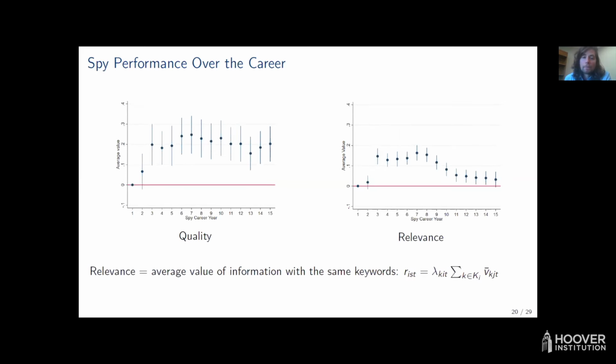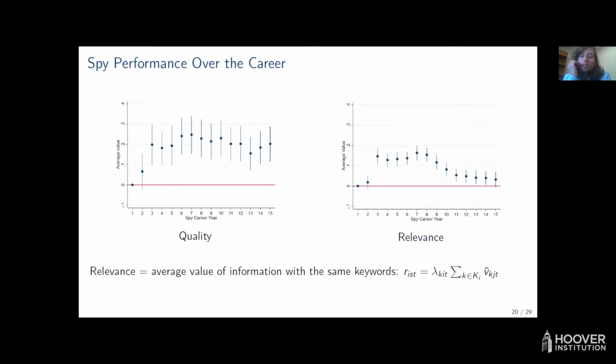And what we did next was that we decomposed this quality measure into 2 things. So on the left, I show you the quality measure again. You see again that this increased in the first 2 years. On the right, I show you the quality of information pieces that were not delivered by the same spy, but by different spies, and that were on the same topic, as measured by the same keywords that were attached to the information. So for example, if a spy delivers an information on military technology, we can calculate what was the average value of military technology information excluding that spy. And we call that a measure of relevance because it's not about how good the spy is given a particular topic, but it's rather about whether the spy reports on the right topics.